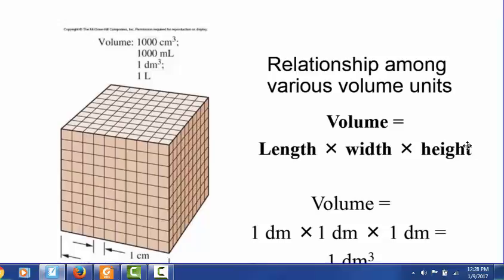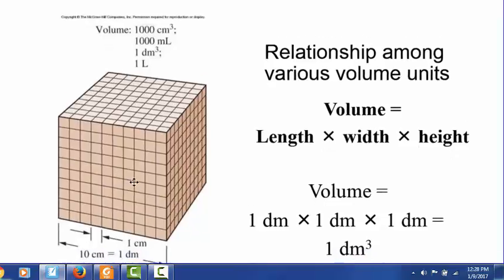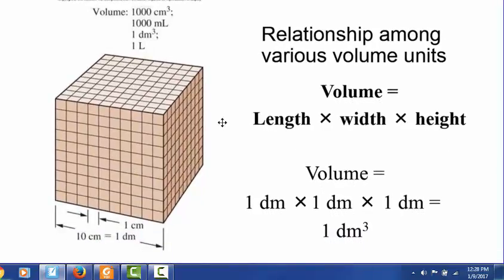Now, volume and length are interconnected. We probably are familiar since maybe 8th grade geometry that the volume of a cube is its length times its width times its height. So I can measure the length, width, and height of a three-dimensional object and get its volume from there. So if I had a cube that was 1 decimeter, remember deci means 1/10, so 1/10 of a meter, 1 decimeter on all sides, so a perfect cube, all the same on each side, 1 decimeter times 1 decimeter times 1 decimeter would give me my volume, or 1 decimeter cubed.